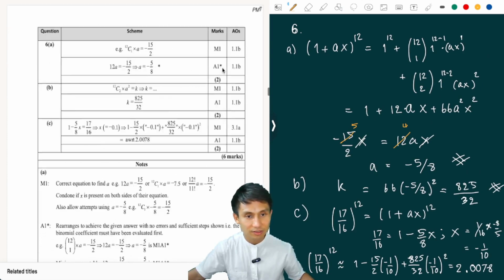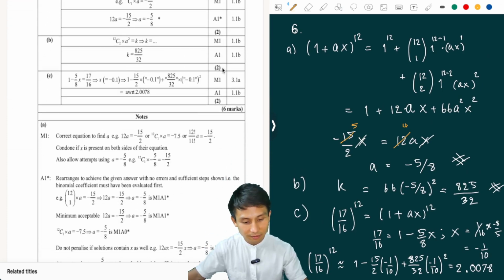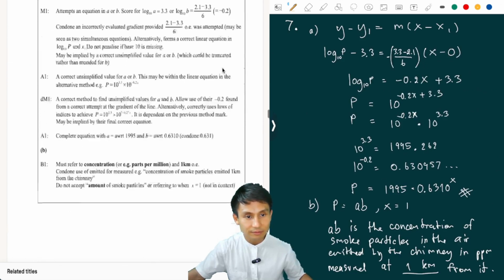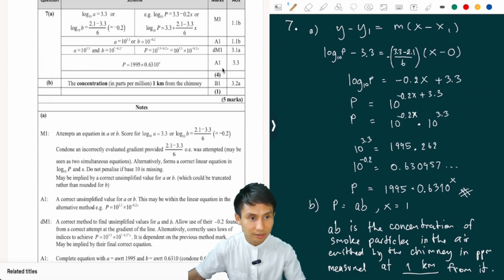Number 6, a equals -5/8. K is that. That is that. Okay, correct. 7, A. Yep, that's correct there. B, the concentration 1 kilometer away.